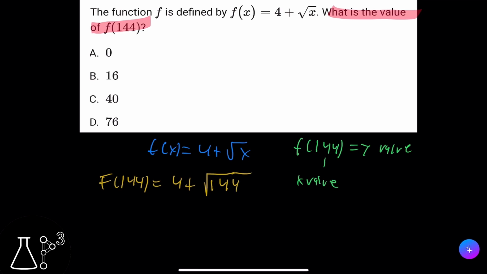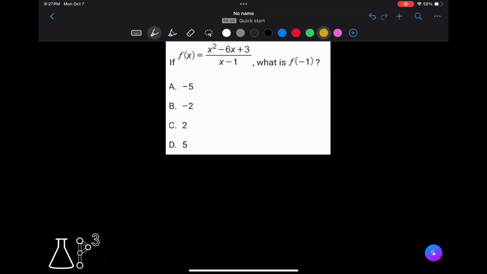So I get 4 plus the square root of 144, which is 12. So I get 4 plus 12, and all I have to do now is add up 4 and 12 to get 16, and that is our answer. And this is a Desmos question. If you plug it in, when you plug in 144, you should get the y value of 16. Okay, let's do a different question now.